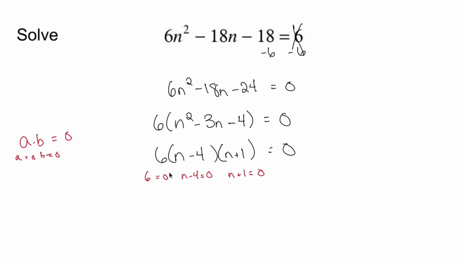6 equals 0? That doesn't make sense. Add 4 to both sides. So n will equal 4, minus 1 from both sides, so n equals negative 1. So I only have two answers here.